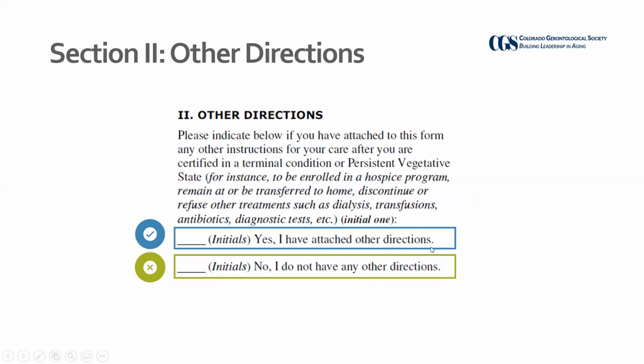I have attached other directions. So that means you're going to have to type up what those directions are and attach them to your document and make sure that you have them. If you're going to get your document notarized, that you have attached those directions during the time of notarization. If you decide not to have other directions for your agent, then you go ahead and initial the second option that says, no, I do not have any other directions.